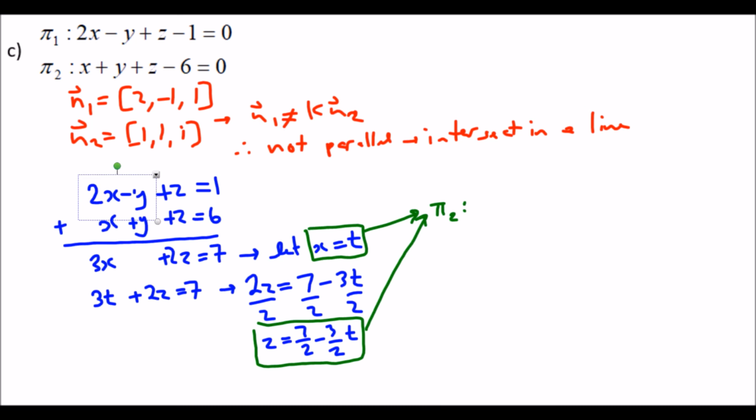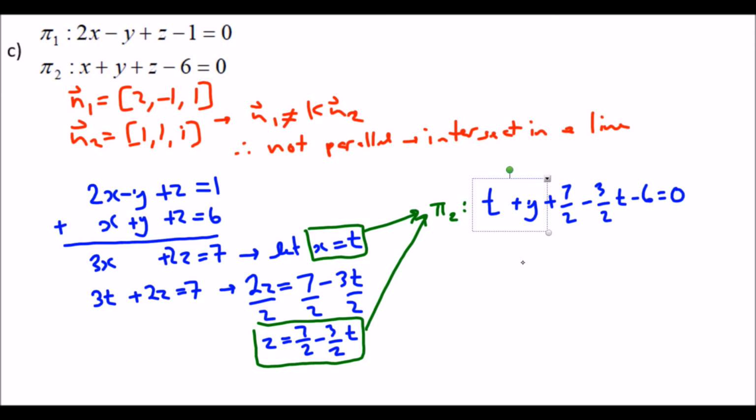So I'm going to substitute in plane 2. So I'm going to have this, x. Instead of writing x, I'm going to write t. So I'm going to have t plus, I don't have a y, so it's just y, plus, now I've got a z, so my z is going to be 7 over 2 minus 3 over 2 t, and then I got here minus 6 equals 0. And hopefully you can guess what I'm going to do here. I'm going to isolate for my y.